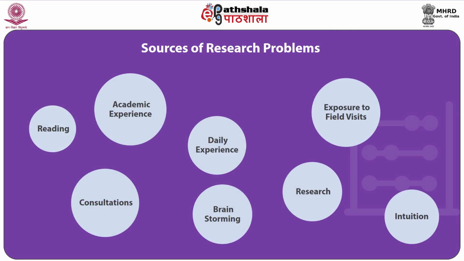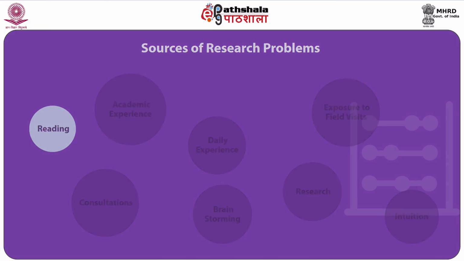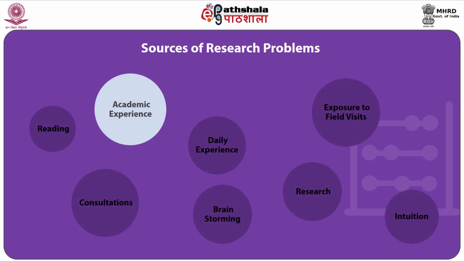Coming to the sources of research problems, first one is reading. Reading of books, articles and other published sources relating to the subject matter of interest will be the basic source for identifying a research problem of one's own interest. Secondly, academic experience. The young and beginning researchers have the opportunity to have classroom lectures, discussions, seminars and discussions with the senior faculty members, thereby have ample chances to select or identify the research problems.